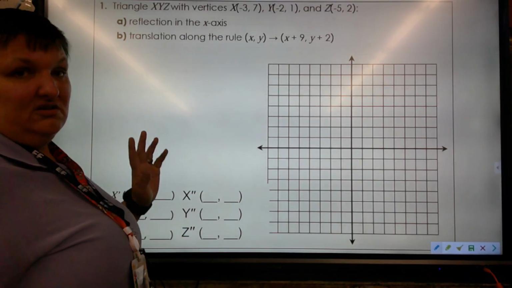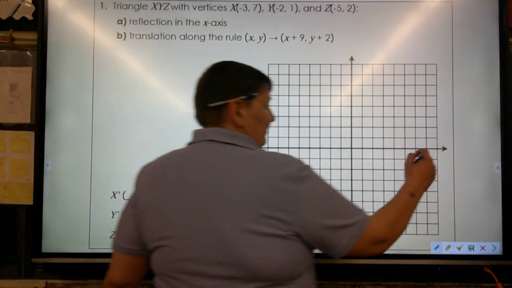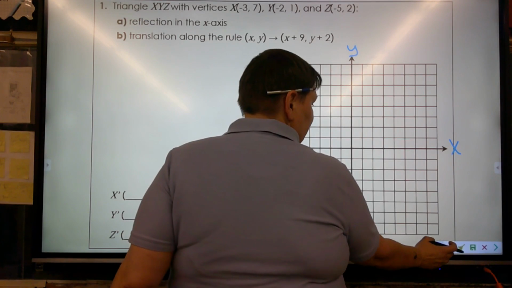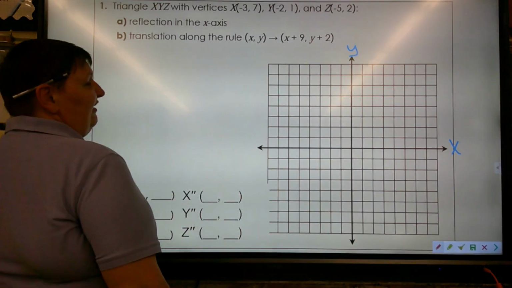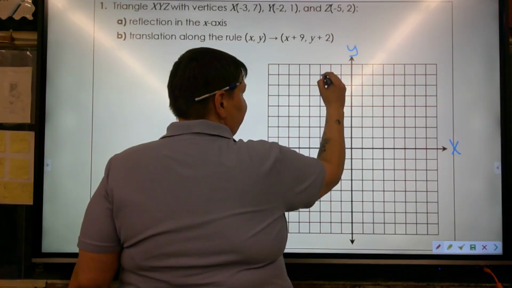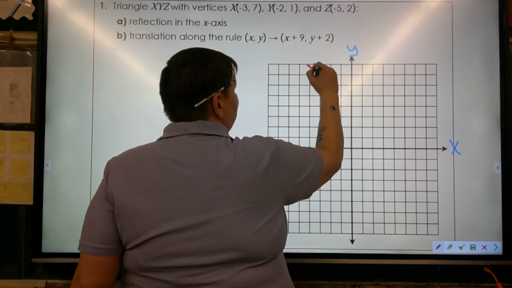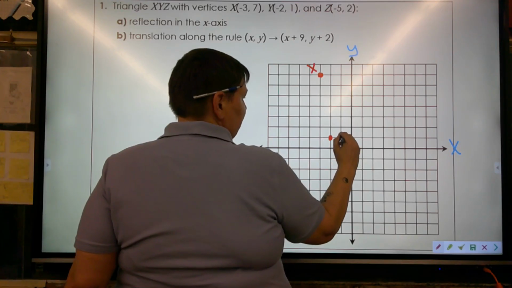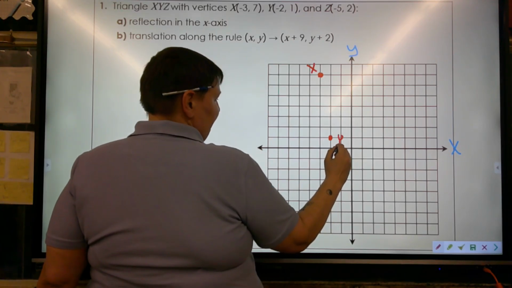All right? So, same start as always. Label your x and y axis. Alright. Graph and label your pre-image. -3, 7. -2, 1. And -5, 2.